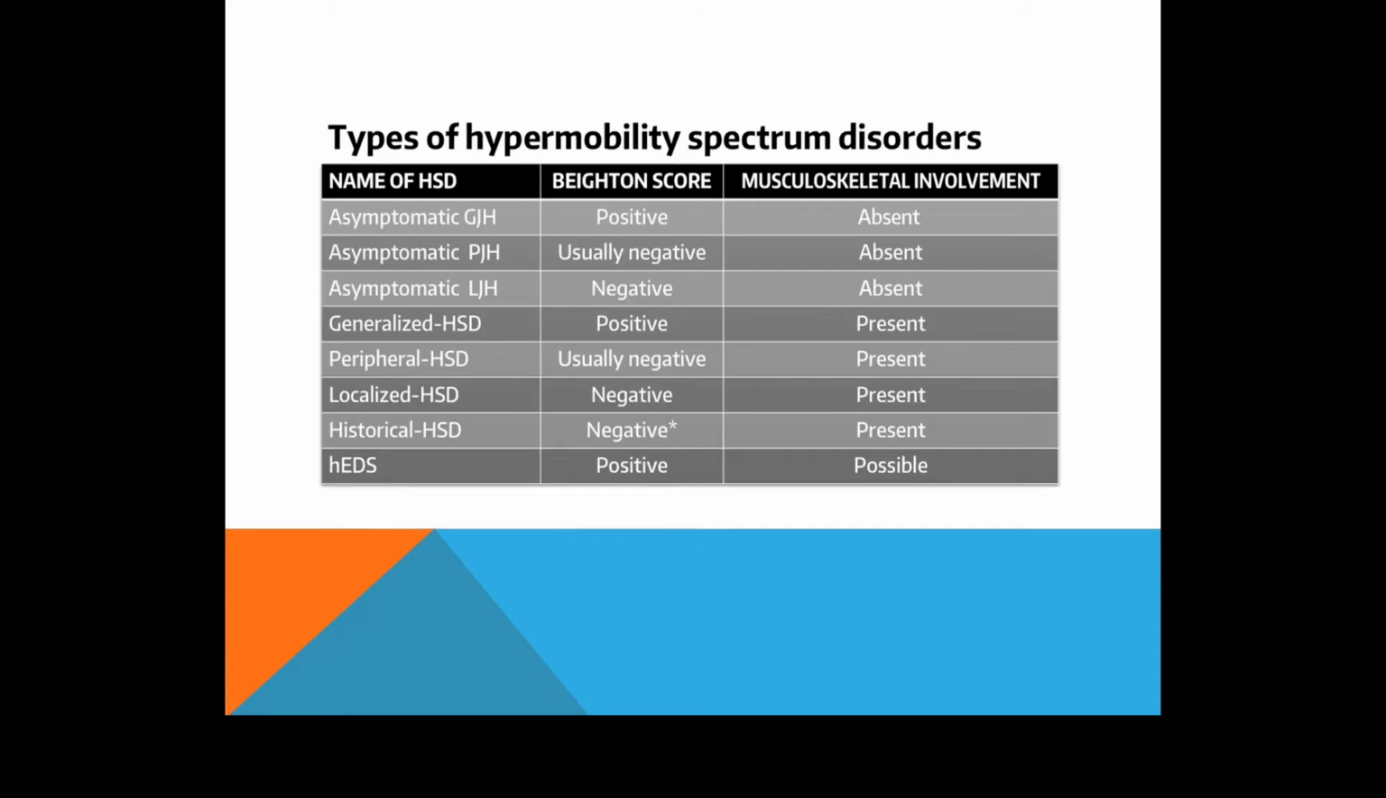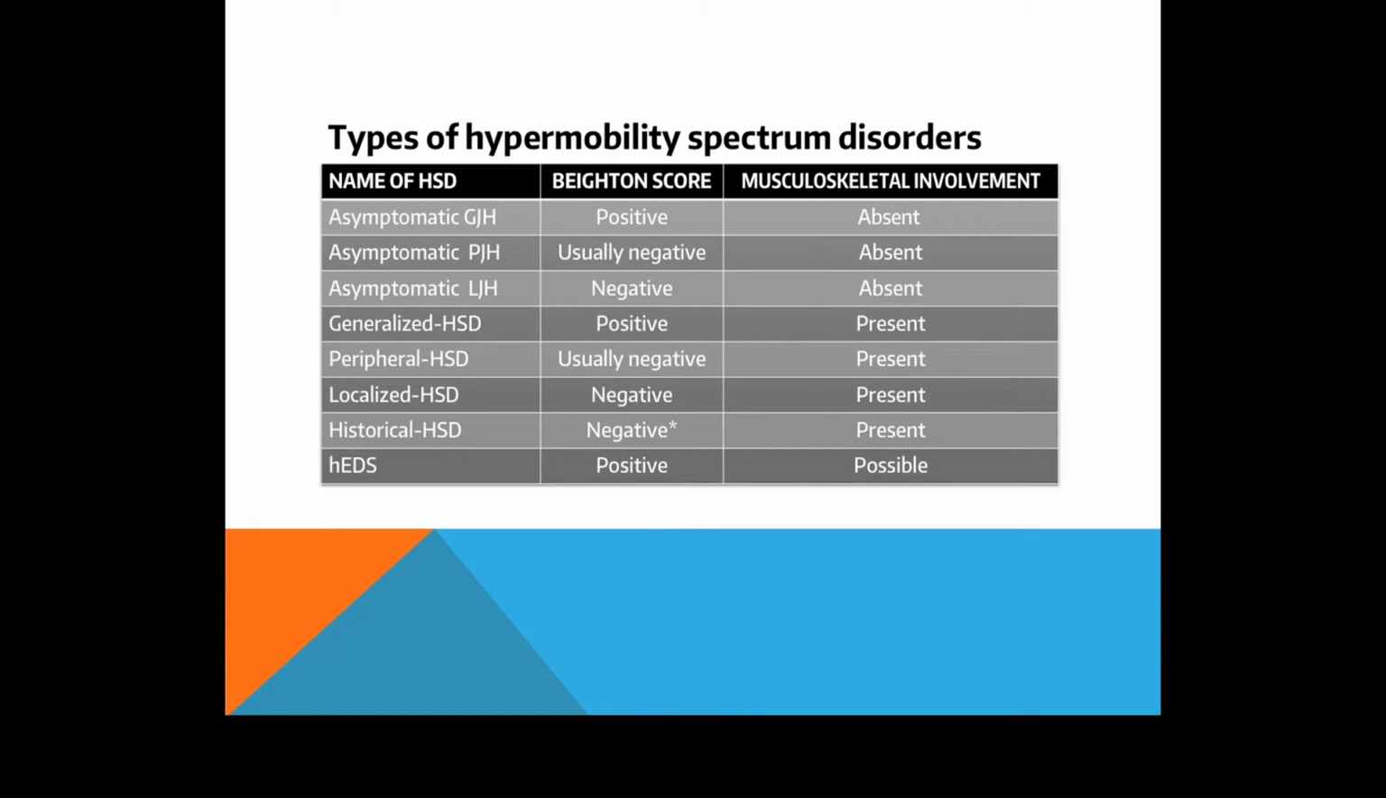Now here's a really helpful table that describes the different types of hypermobility spectrum disorders and the hypermobile Ehlers-Danlos syndrome. So you can see in the first column there, you've got your asymptomatic hypermobility, and they're the first three, and that's your generalised joint hypermobility, your asymptomatic peripheral joint hypermobility, and your asymptomatic local. So that's to do with where the hypermobility is found in the body. And you can have that asymptomatic, or if you go down lower in the columns, you've got your symptomatic ones.